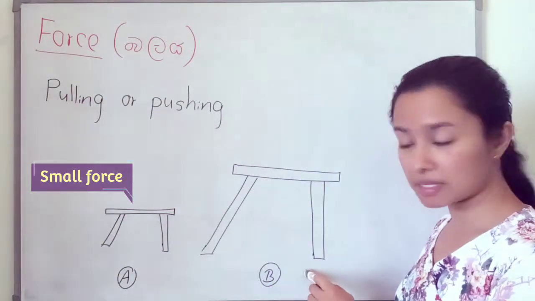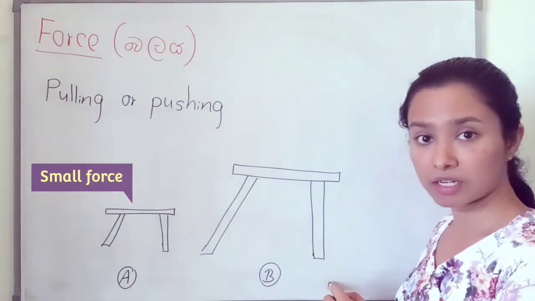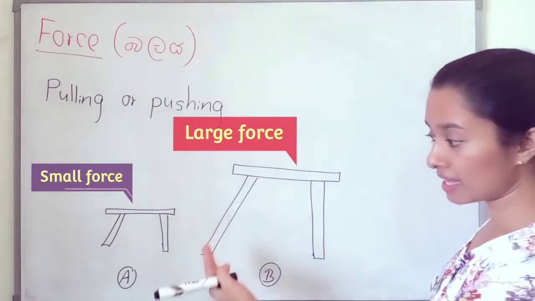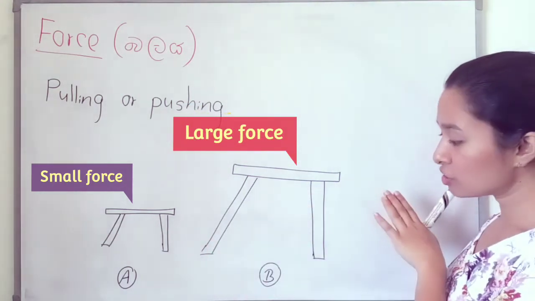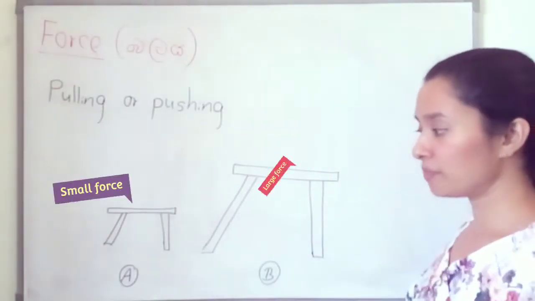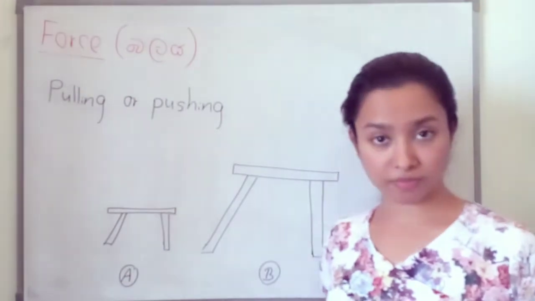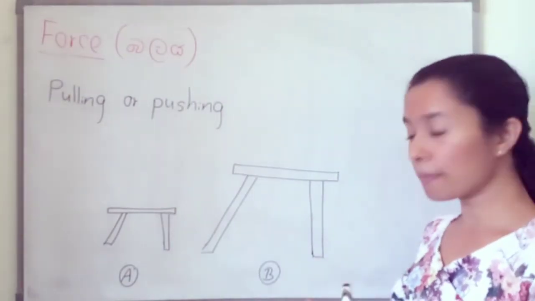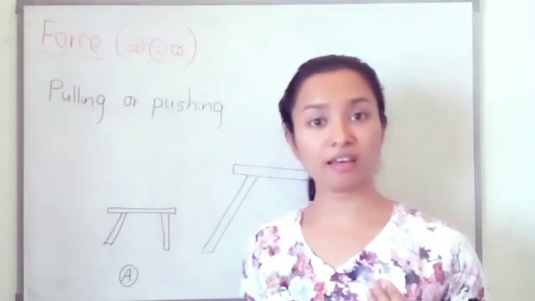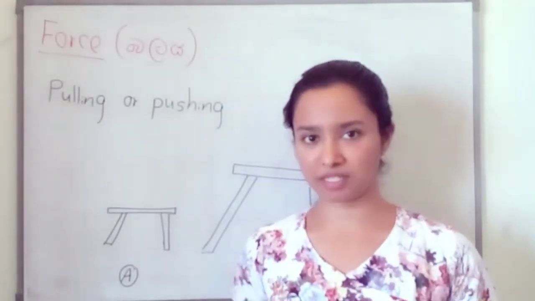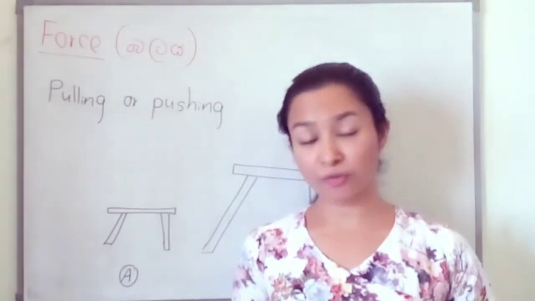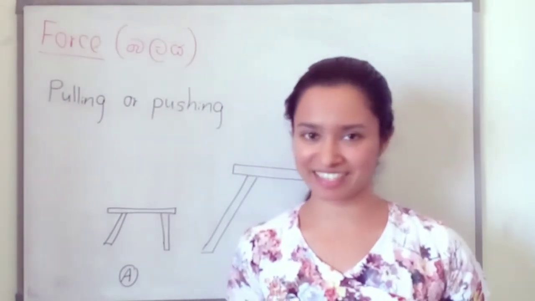But table B is heavier than table A. So here, we have to apply more force than for table A to move table B. We have to apply more force. That means to move heavier objects, we have to apply more force. We have to apply more force to heavier objects than lighter objects. Okay. To learn about force further, we can do activity 16.3.